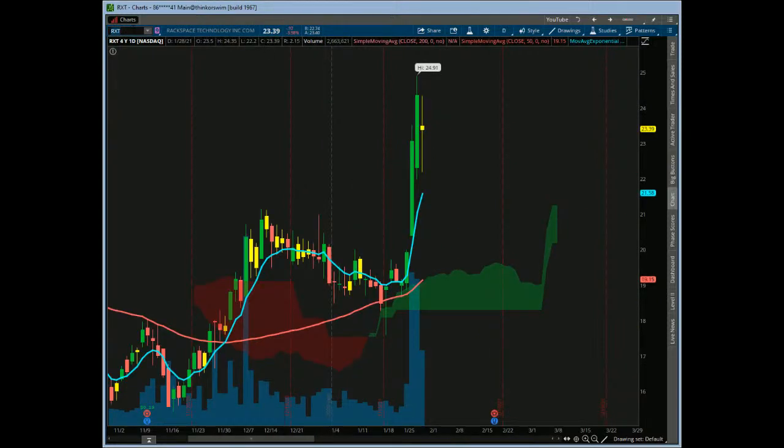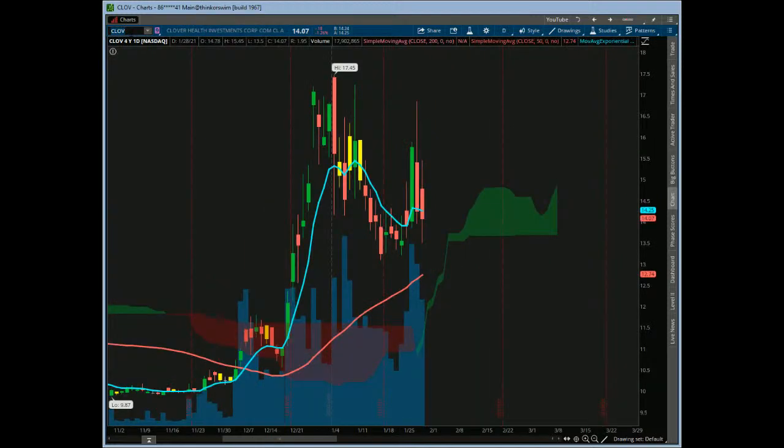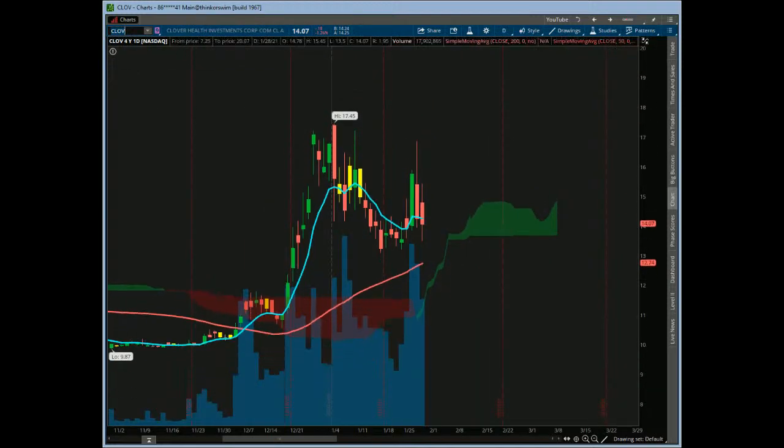Yes, RXT Rackspace Technology. Okay, yes, this thing chopped forever, right, on the Amazon acquisition news, stuff like that. Finally broke out here, right, for a nice little short squeeze on that one. CLOV. Clover Health, yeah, nice push on this one here too.